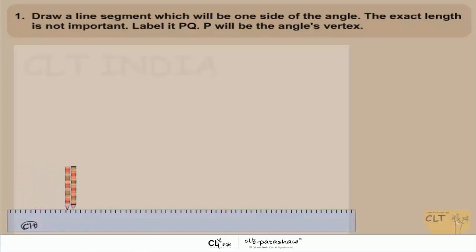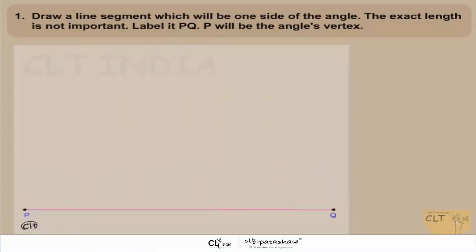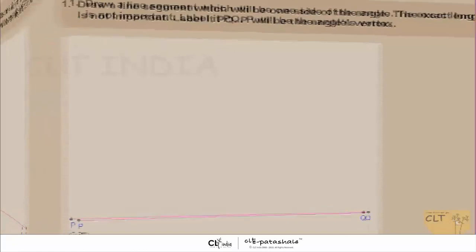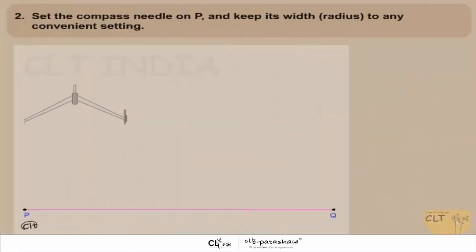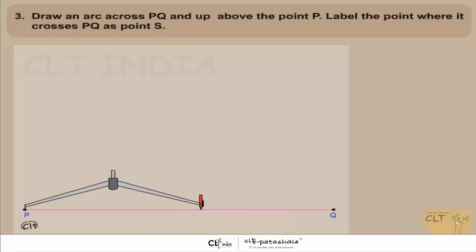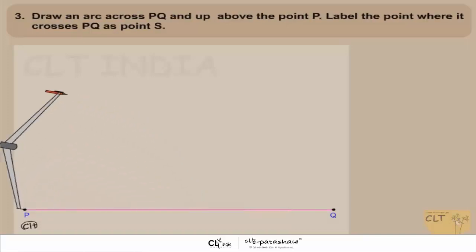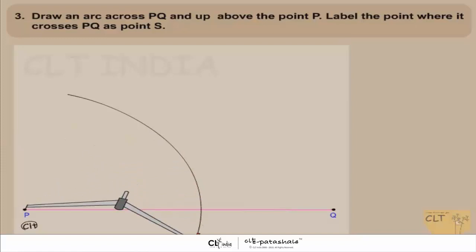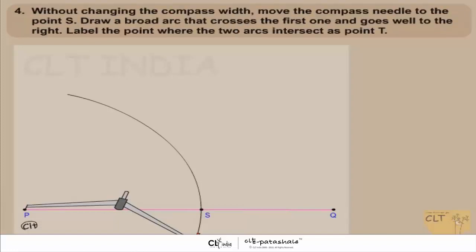Draw a line segment which will be one side of the angle. The exact length is not important. Label it PQ. P will be the angle's vertex. Set the compass needle on P and keep its width, that is radius, to any convenient setting. Draw an arc across PQ and up above the point P. Label the point where it crosses PQ as S.